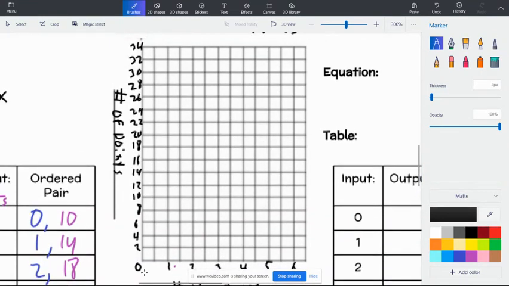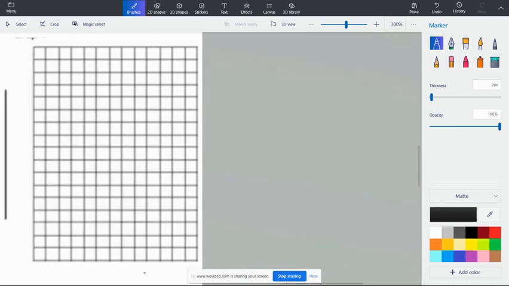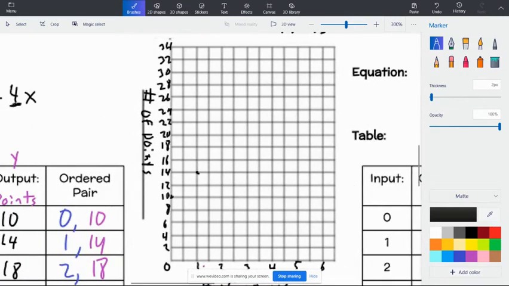So we have an ordered pair over here on the left, 0, 10. So we're going to point there. 1, 14. Oops. No one's supposed to go over there. 2, 18. 3, 22. 4, 26. 5, 30. And then we can go ahead and connect those dots.